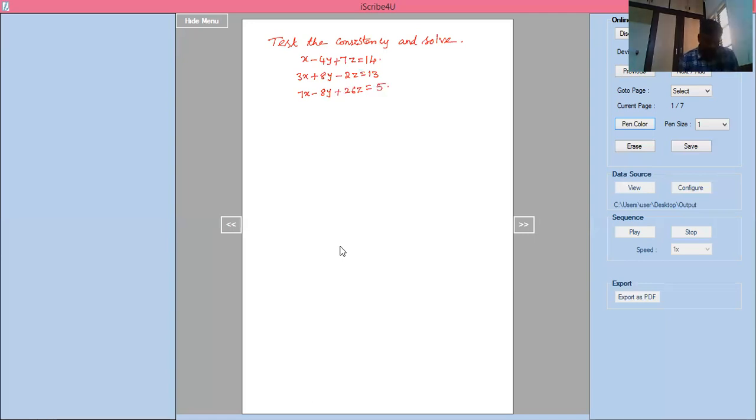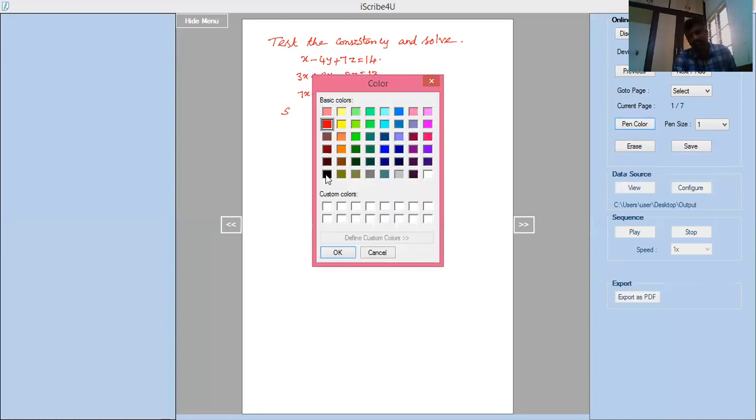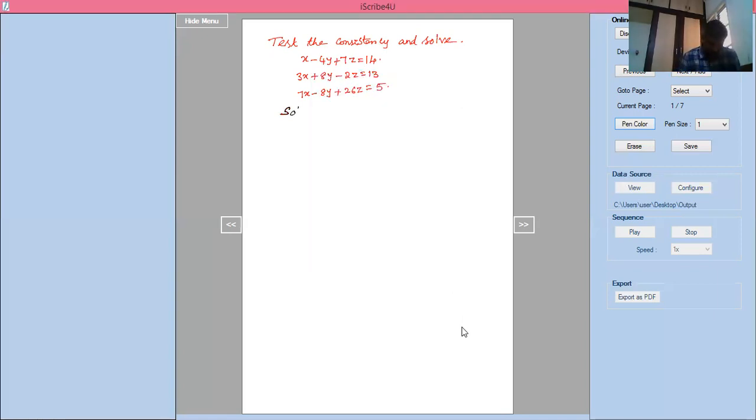Now, solution for this. We can take this one only. The augmented matrix [A|B], I'll write. So what is that? [A|B] is nothing but 1, minus 4, 7 | 14; 3, 8, minus 2 | 13; 7, minus 8, 26 | 5. This is the [A|B] matrix.